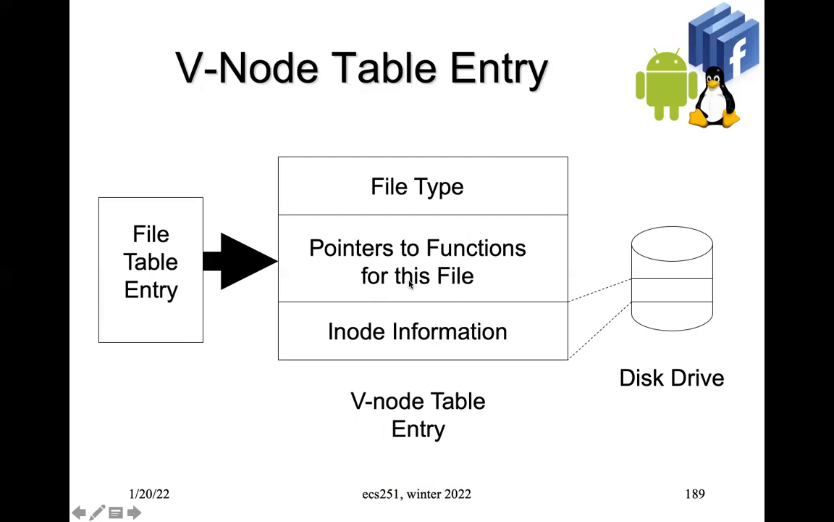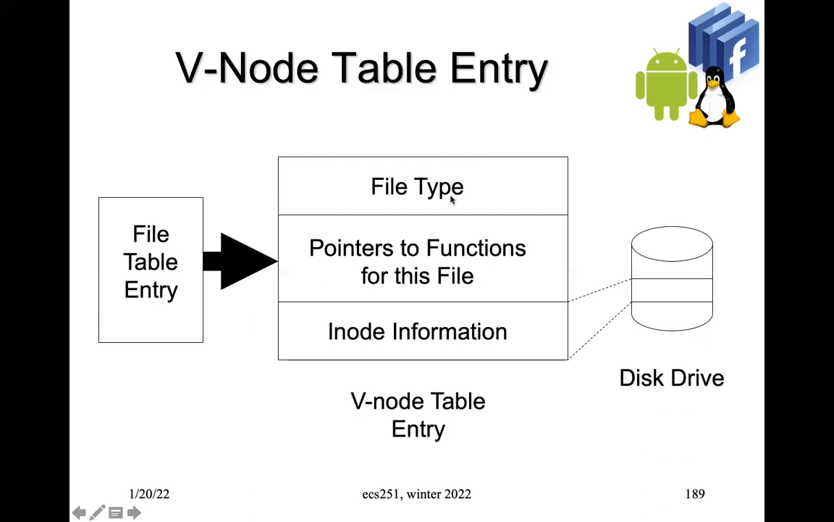Remember I said vnode is object-oriented. So in your homework assignment number 1, for those of you who are unfamiliar with object-oriented programming, each class has what we call member functions. To access the information about an object, you use those member functions. So essentially the vnode defines a set of member functions for you to access this particular file. That's why it's called a pointer to the functions for this file. And this file actually has a file type.